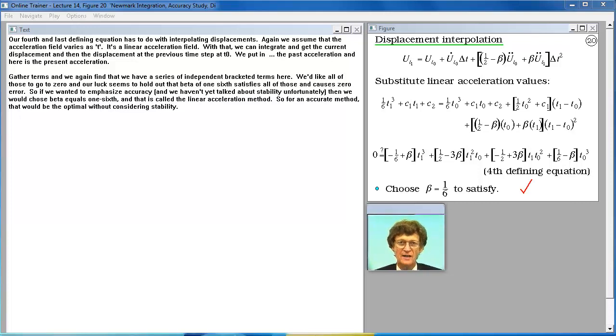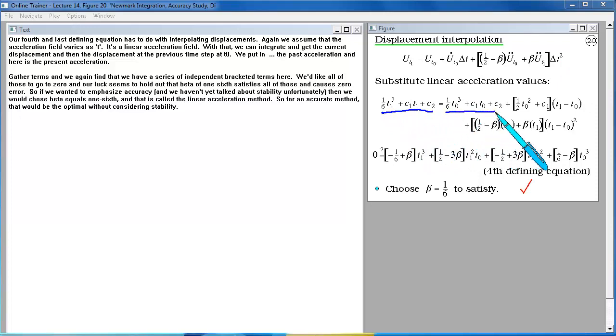Our 4th and last defining equation has to do with interpolating displacements. Again, we assume that the acceleration field varies as t. It's a linear acceleration field. With that, we can integrate and get the current displacement and then the displacement at the previous time step at t0. We put in the past acceleration, and here is the present acceleration.